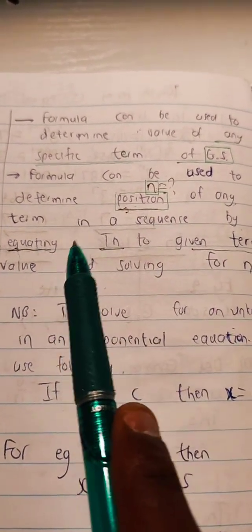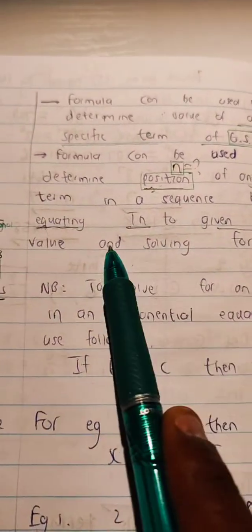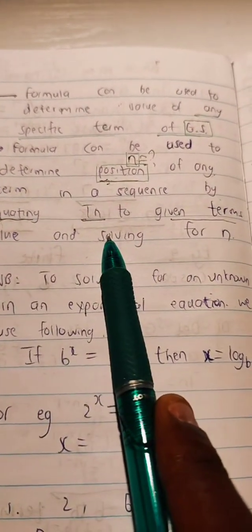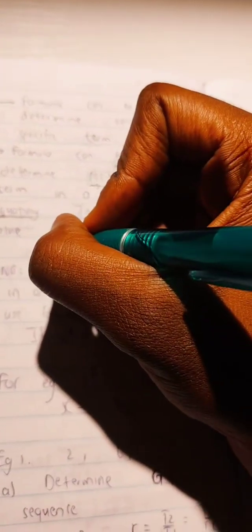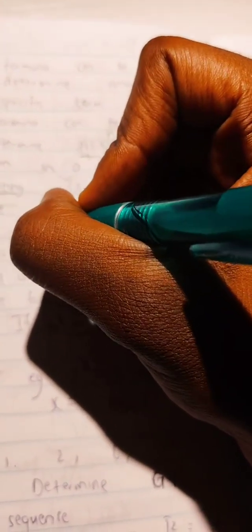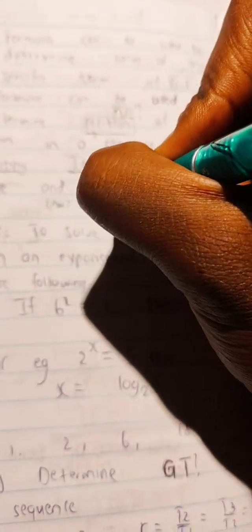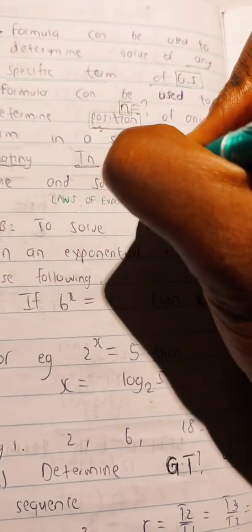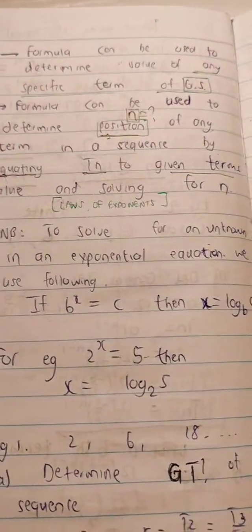How? We equate Tn to that given term value, and then we solve for n. And you know what, guys? Our laws of exponents become very important here. Okay, so those who were here earlier on today would have seen me busy with exponents and the laws of exponents.